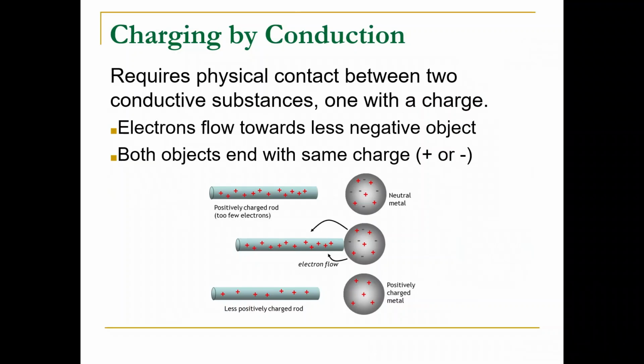Now, our next method is charging by conduction. Conduction requires conductive substances, so generally metals. And you need to have one object starting with a charge. I will give you a little warning with these images. A lot of times when you're looking at physics diagrams, they don't show the total charges, they show the net charges. So, for example, this rod right here is positively charged, not because it only has positive charges.